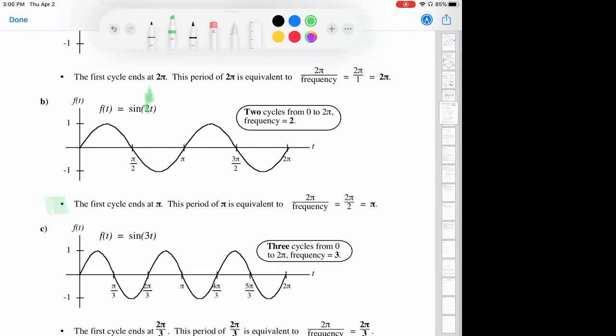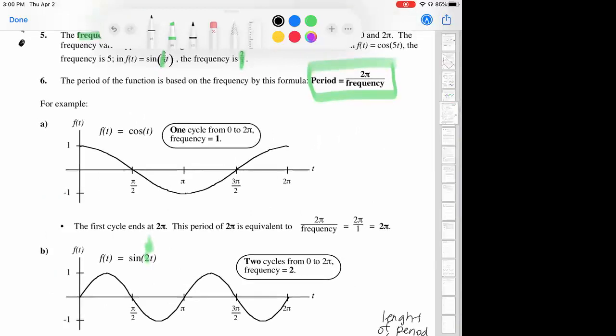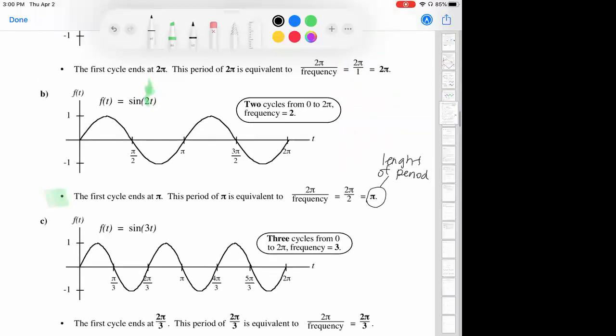Now let's read this bullet point. The first cycle ends at pi. This point of pi is equivalent to 2 pi divided by the frequency. So 2 pi divided by 2, it tells us pi. So what did this just tell us? This tells us the length of the period. Isn't that what we said? That your period is equal to 2 pi divided by your frequency? 2 pi divided by a frequency of 2.